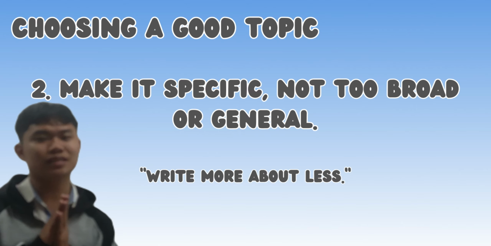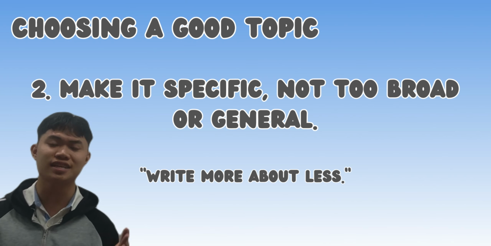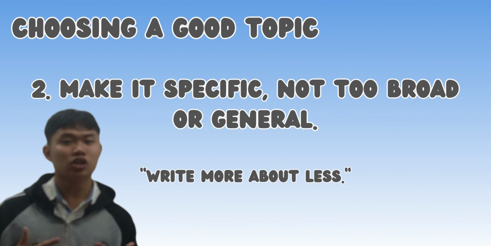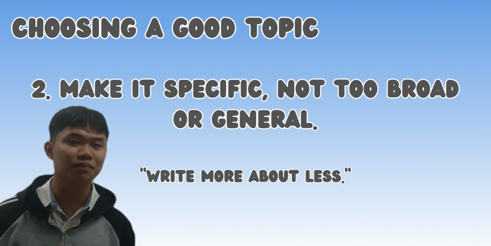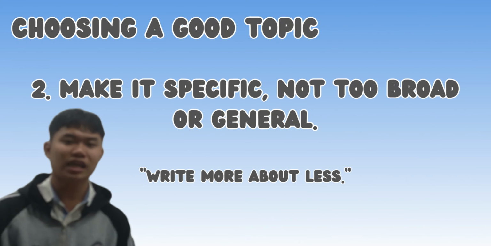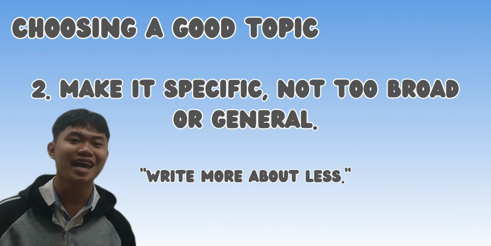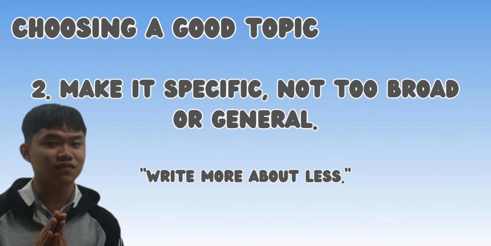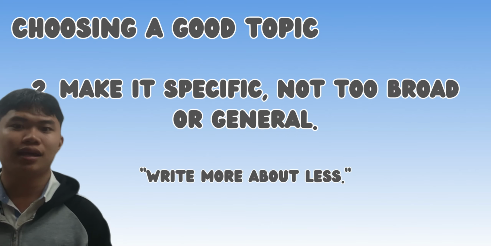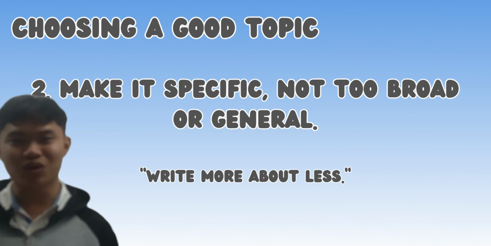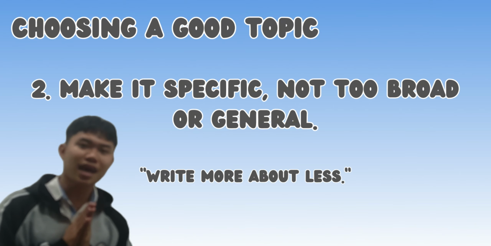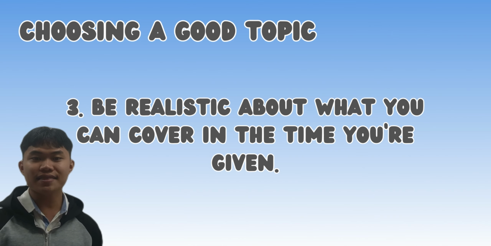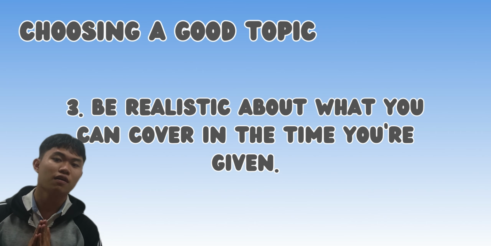Okay, next is make it specific, not too broad or general. Of course, this section tells us to write more about less. It means choose only a part of, or a piece of a bigger something, then focus on that only. It's like choosing a specific time in history and writing more about that instead of writing the whole history itself, which is not feasible given our ability and time. Well, unless we all have all the time in the world. And next and last is be realistic about what you can cover in the time you're given. And that actually resonates with what we've learned from the second part.